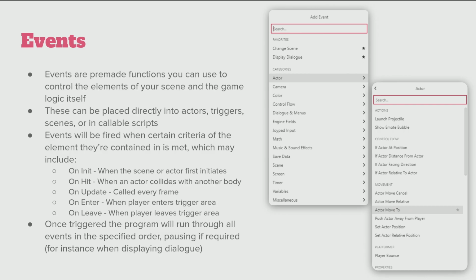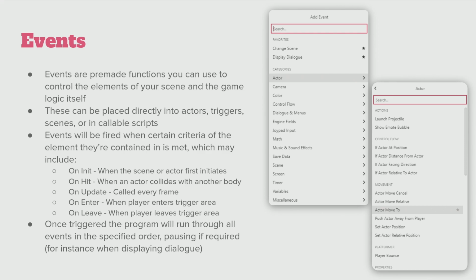Events are these pre-made functions, right? It's a visual coding language, so all of the events are written out for you if you want to use all the pre-made ones. There's a big list of them. When you hit the add event button, you will see all of them. They can be placed directly into actors, into triggers, into scenes, into scripts. They're used all over the place.